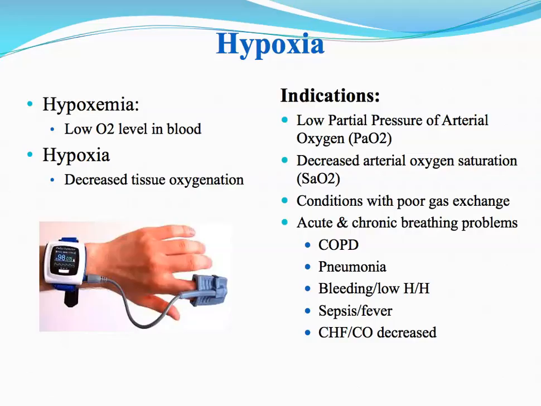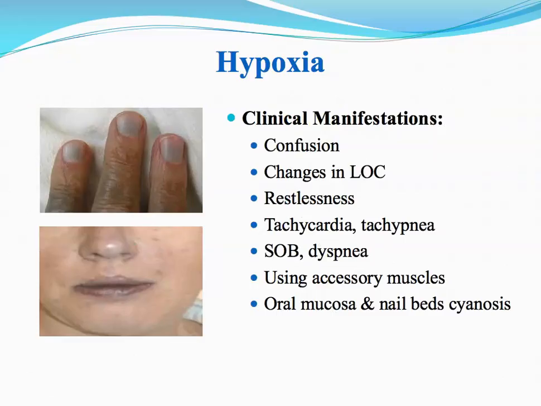Now, people who have other respiratory conditions are going to be at higher risk for hypoxia. So people who have things like COPD or asthma, pneumonia, even someone who is very anemic can have symptoms of hypoxia because of that lower level of hemoglobin. Those who have sepsis or fever, because of the inflammatory response and the infection, they could also have hypoxemia. Hypoxia may lead to cyanosis, which is a blue discoloration around the lips as well as the fingers.